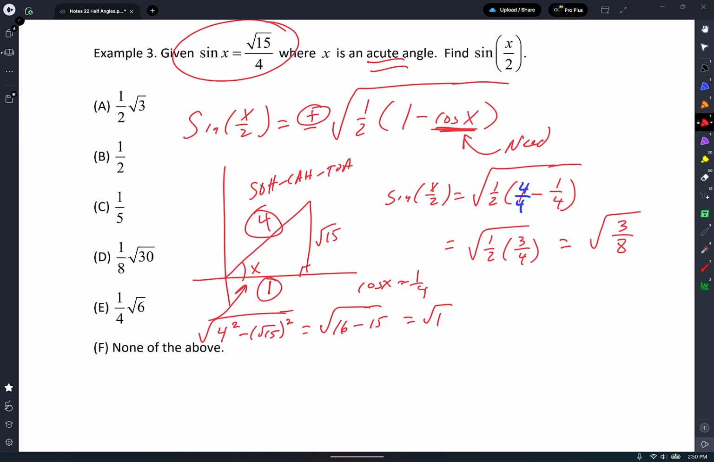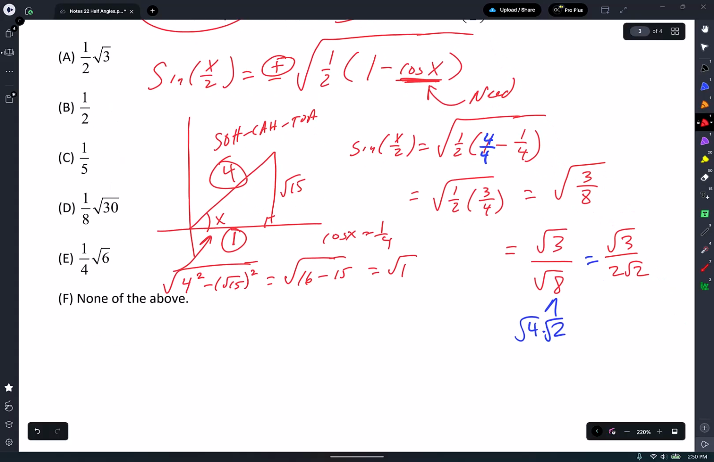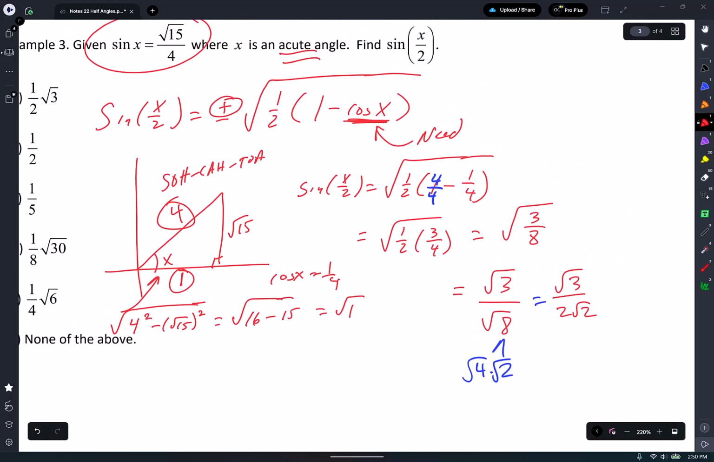All right, guys. Law of exponents. Square root of 3 over square root of 8. The 8 breaks down to 4 times 2. Square root of 4 times square root of 2. What's the square root of 4? So I have square root of 3 over 2 square root of 2. We're so close to the answer, guys.